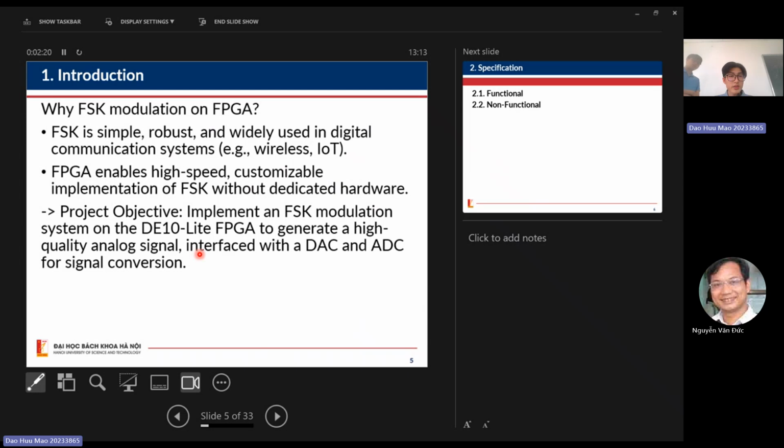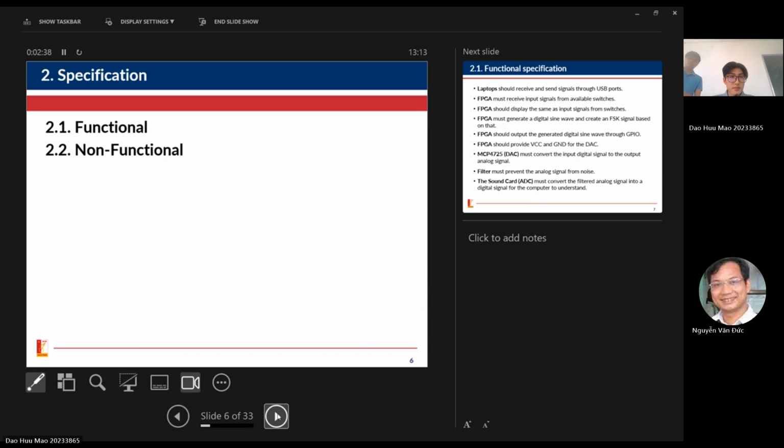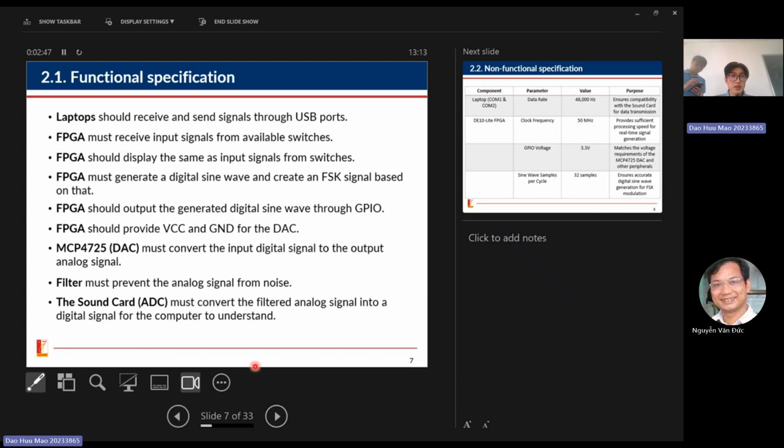And the objective of our project is to implement an FSK modulation system on the DE10 FPGA to generate a high-quality analog signal, interfacing with DAC and ADC for signal conversion. And the second part is the specification of our product. The first one is the functional required specifications.